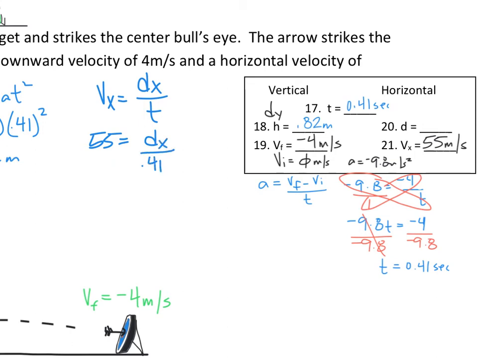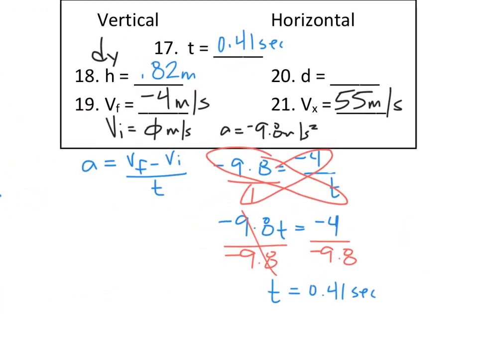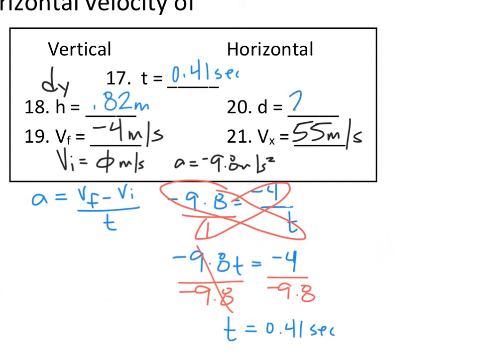Well, I have a fraction on the right. I want to form a fraction on the left, so I'm going to cross multiply. And a 55 times a 0.41. Did I miss the point? I did miss the point. This is a 0.41. 55 times 0.41 gives me 22.55 meters, and that is equal to my horizontal distance. So that's how far the arrow actually went. So in my table, my horizontal distance is 22.55 meters.